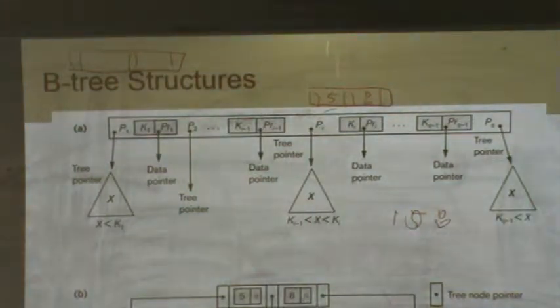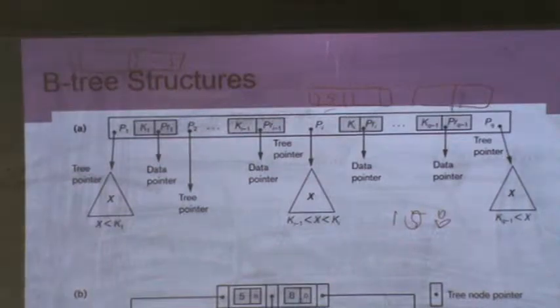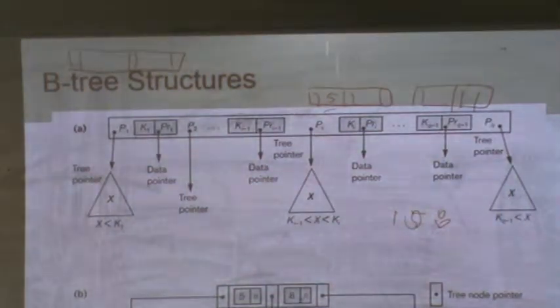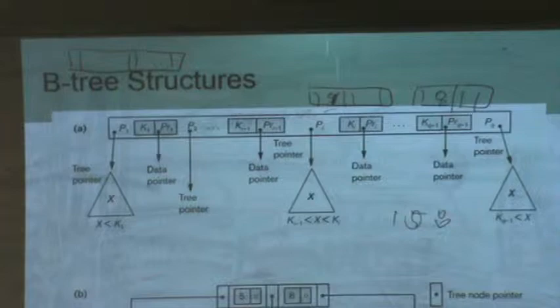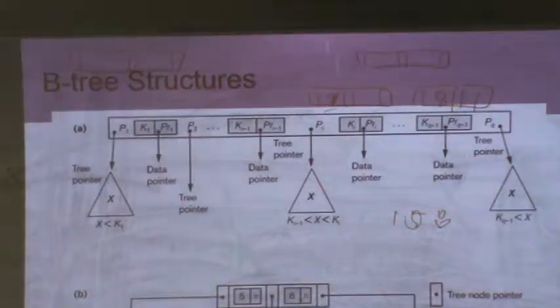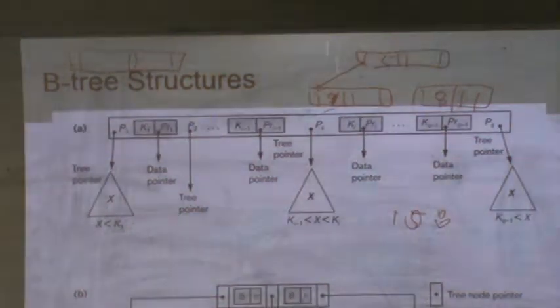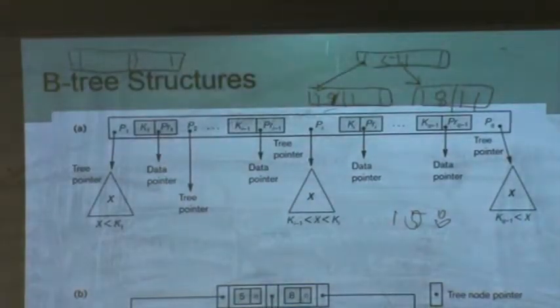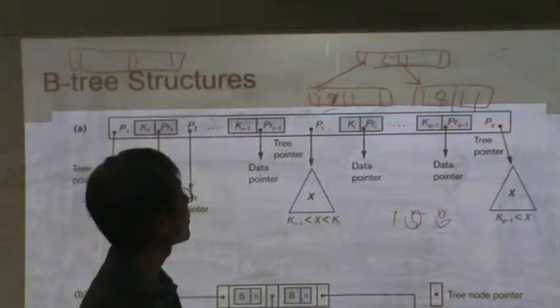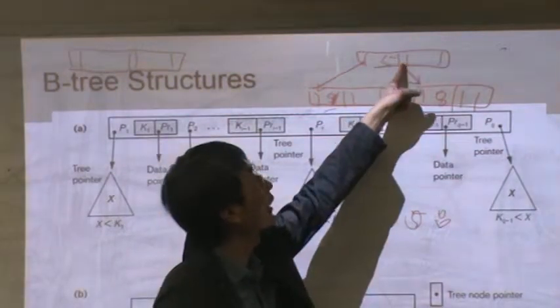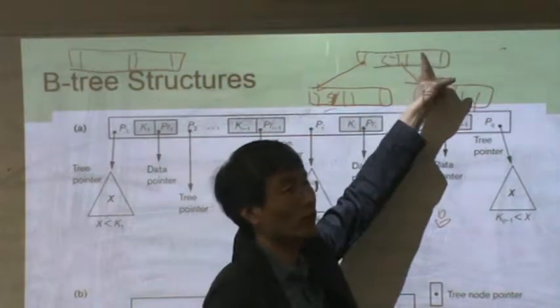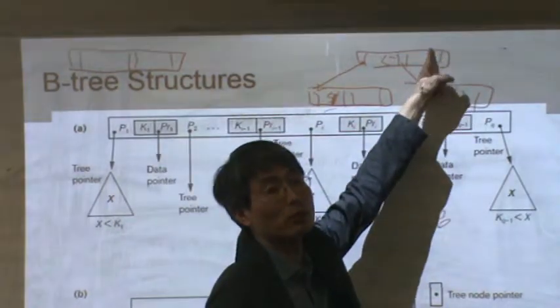So it will be like 1, 8, then promote 5. Then don't forget the children pointer. Complete the children pointer like this. Right? Then, in case the 7 is the next one inserted, the 7 is bigger than 5. So I can insert the index key value 7 to here.